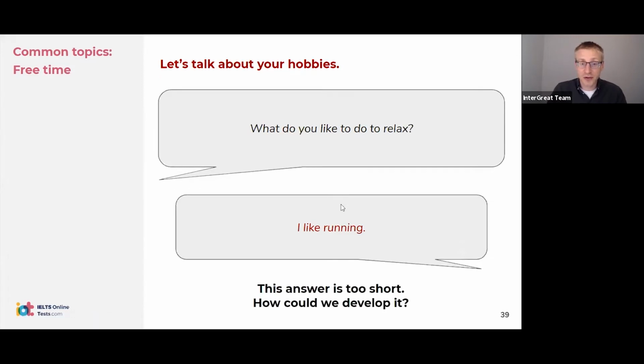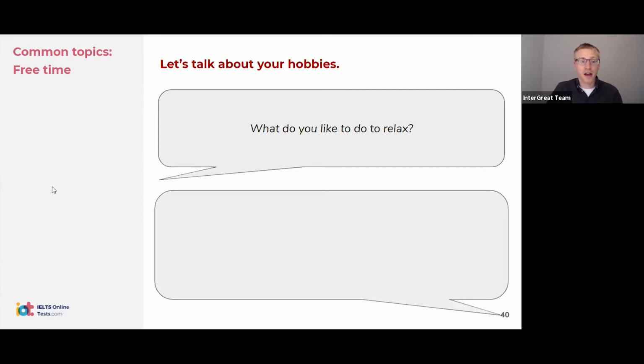Obviously, this is too short, right? We need to develop it. So how can we develop this answer in part one? Now, we mentioned before, well, first of all, we need to answer the question directly. Okay, so "I like running" is good because you're directly answering the question. But it's not enough. We need to give a reason as well.